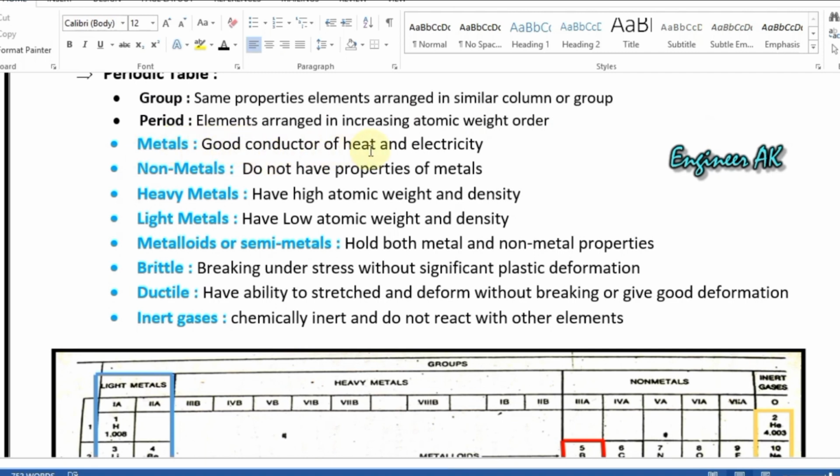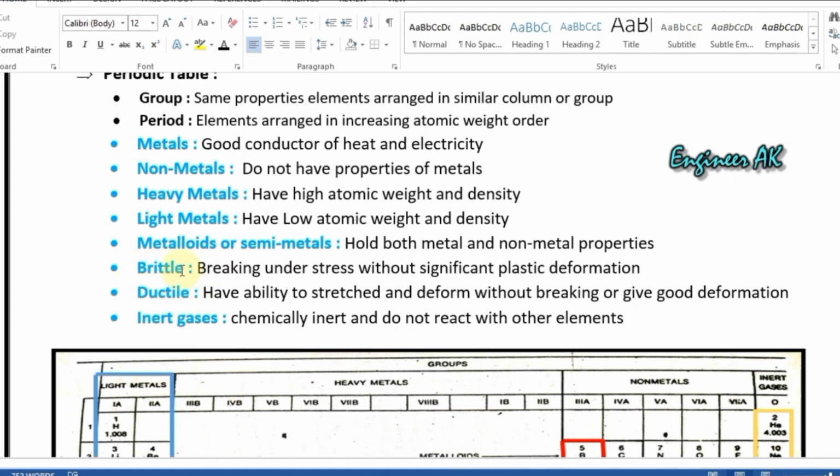Now metal, you all know that it is a good conductor of heat and electricity. Non-metal does not have the properties of metal, meaning it is opposite to the metal, it does not conduct heat or electricity. What are heavy metals? They have high atomic weight and density, and light metals are the opposite, with low atomic weight and density. Now what are metalloids or semi-metals? From the name you will understand that it holds both metal and non-metal properties, meaning some properties of the metal and some properties of the non-metal, right?